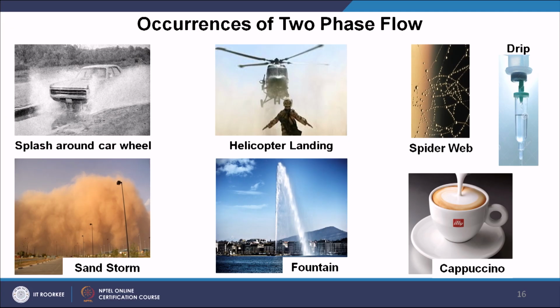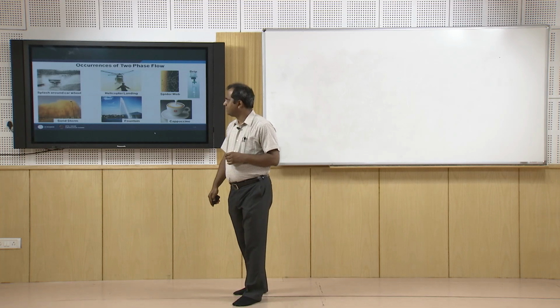If you go to a fountain, this is a famous fountain in Geneva, you can find lots of droplets being created in the form of a mist, once again two-phase flow. Cappuccino, lots of nice figures we have seen in the case of cappuccino, so here also we have a typical example of two-phase flow, liquid liquid two-phase flow.